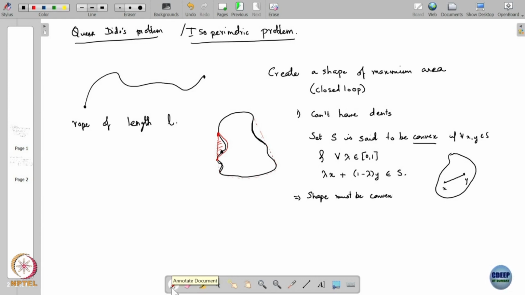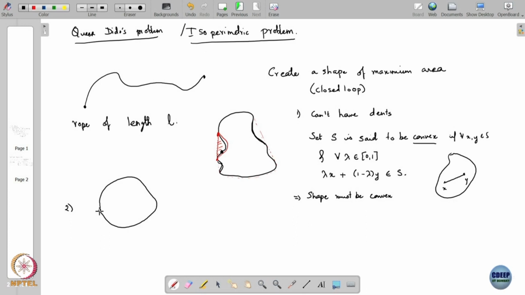Okay. So, our first observation is that the shape must be convex, right. Now, here is the second observation. So, you create some shape. Now, we know it has to be convex, but we do not know what it looks like. So, here I have drawn some convex shape.